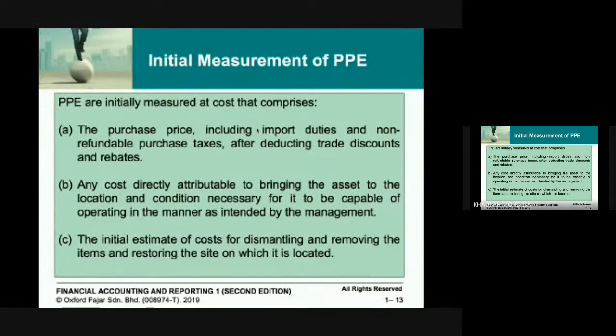So for example, if you have a machine, in order for you to make use of the machine, you need to install it, or you need to install a generator, for example, or you need to link it to another machine. So all these additional costs incurred for the installation so that you can put the machine into use will be part of the cost of the machine, right? And the initial estimate of the cost of dismantling and removing the item and restoring the site on which it is located. So it also includes the cost of dismantling, right? If you have to dismantle the machine and put it back, for example, or you have to remove it, all these costs, including transportation, will be taken into account to determine the final value of the asset, right?